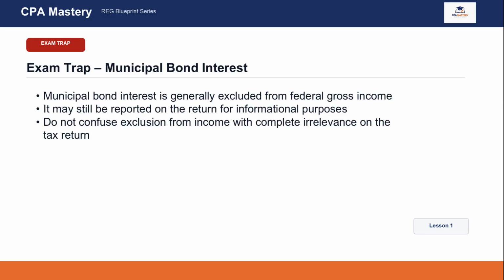However, students often make the mistake of thinking that excluded means it never appears anywhere on the return. That is not the right mindset. Some excluded items still matter for reporting or for related calculations. So on exam day, remember the exact rule. Municipal bond interest is generally excluded from federal income tax, but it is not invisible for all purposes.